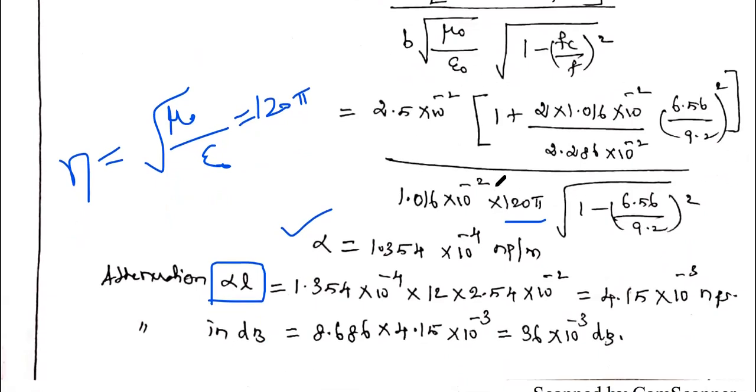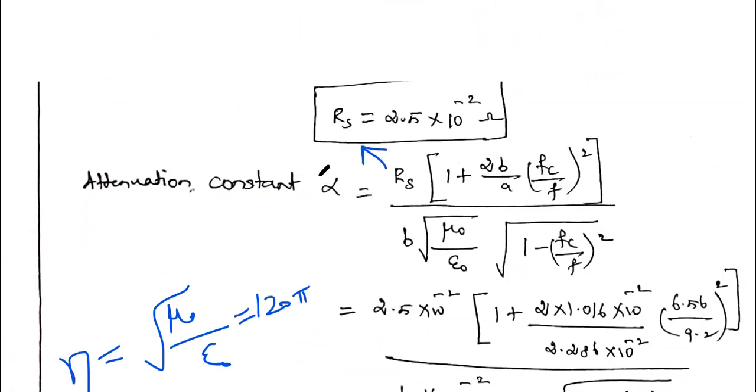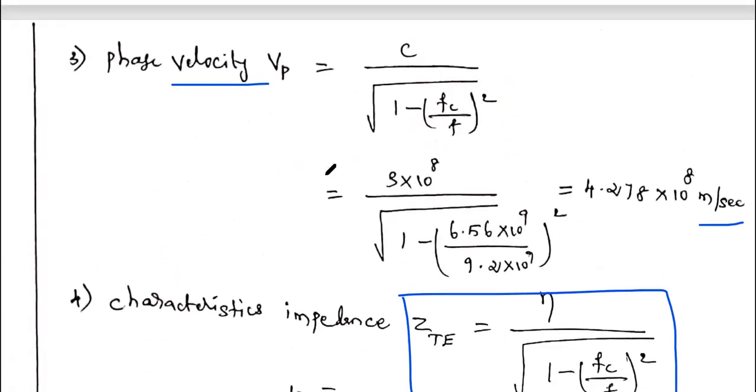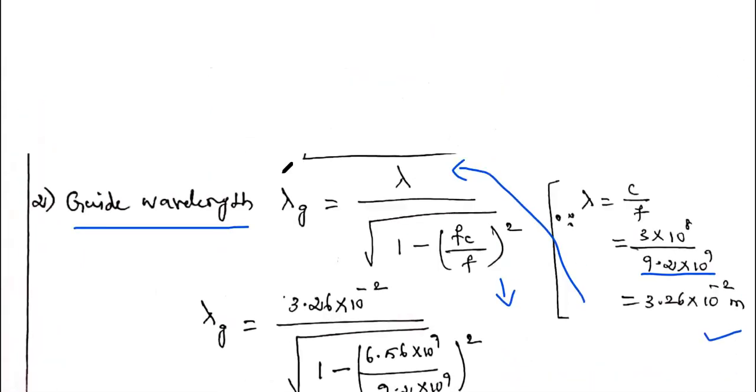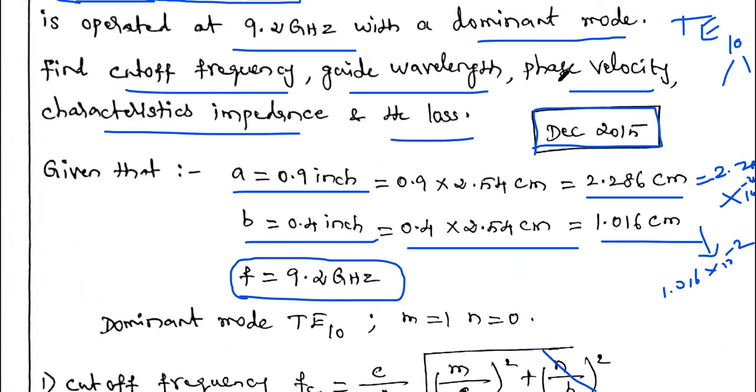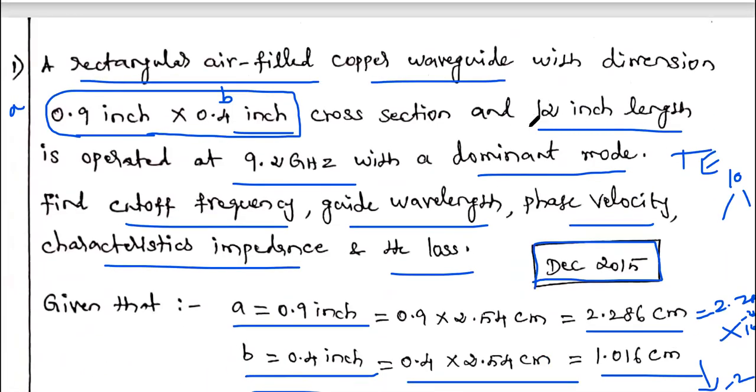If you solve it, we get alpha as 1.354 into 10 to the power minus 4 Nepers per meter. This is the attenuation constant. Then our question is to find the loss for the rectangular waveguide of the given length. So what is the length given? 12-inch length. For the rectangular waveguide, the length is 12-inch.